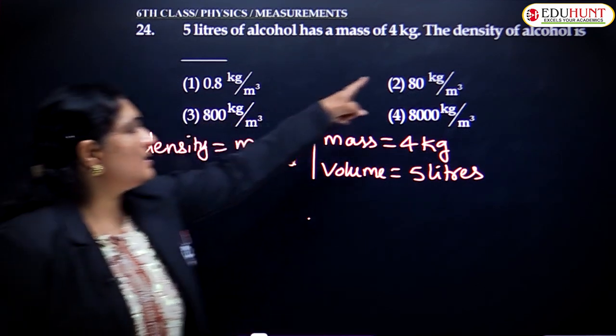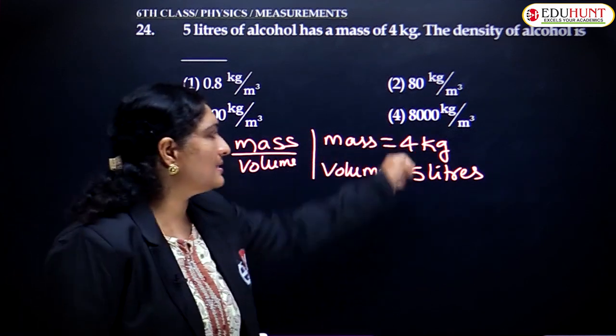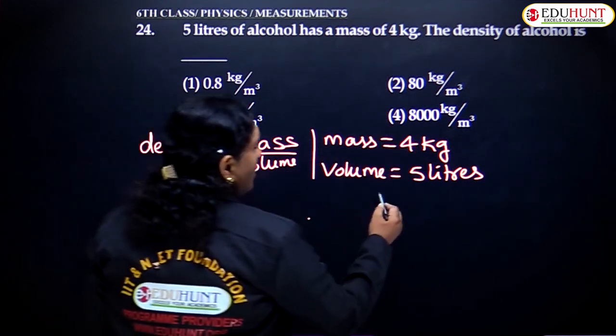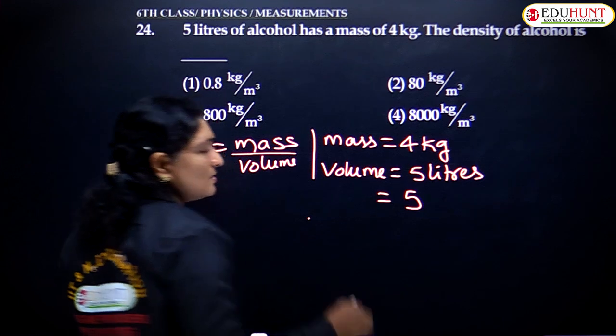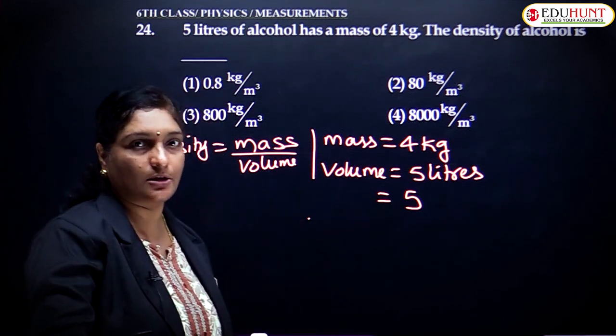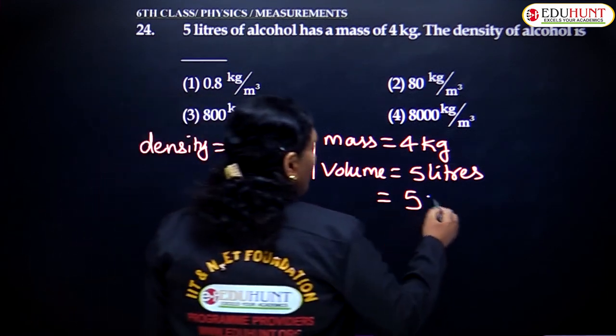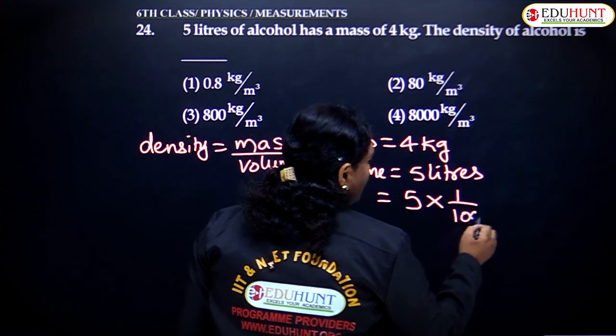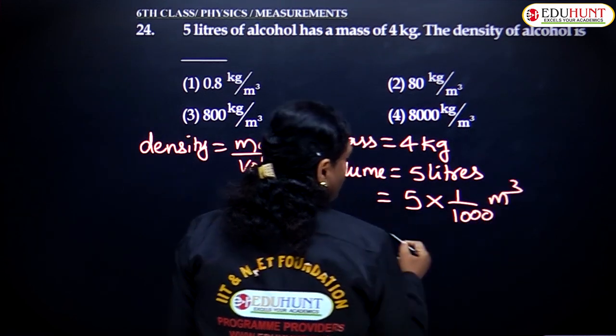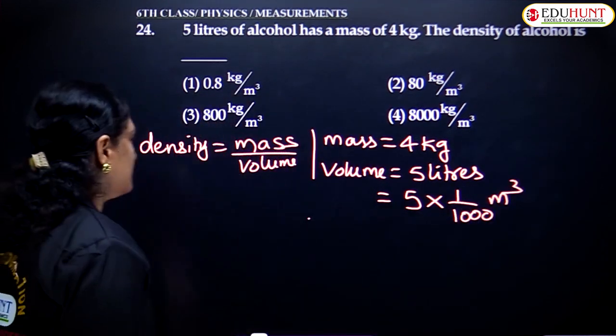So as we need it in meter cube, because it is given in SI system, the volume can be written as 5 liters. 1 liter is 1 by 1000 meter cube. So 5 liters would be 5 into 1 by 1000 meter cube. So how much is that? 5 by 1000 meter cube.